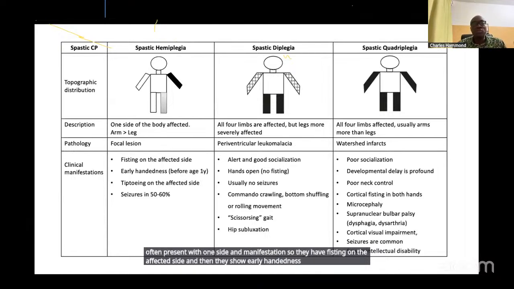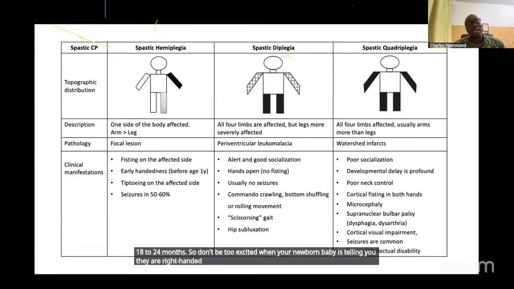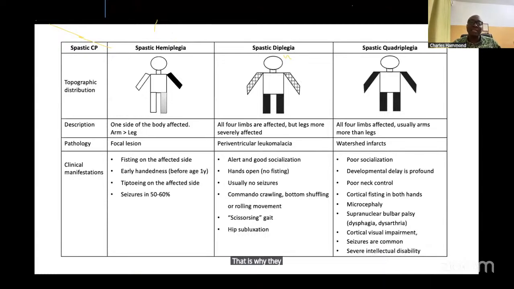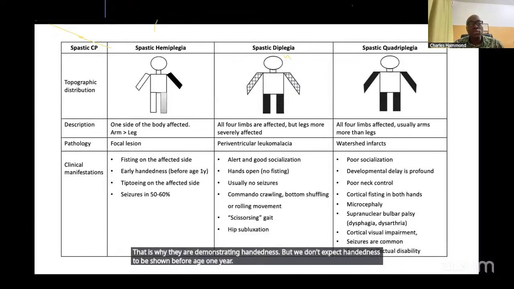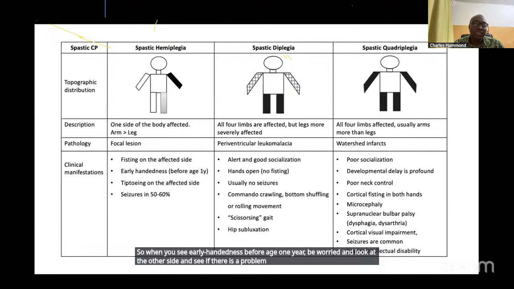Most normally growing babies will not show handedness until after age 18 to 24 months. So don't be too excited when your newborn baby is telling you they are right-handed or left-handed. That may be because they have a problem on the other side. That is why they are demonstrating handedness, but we don't expect handedness to be shown before age 1 year. So when you see early handedness before age 1 year, be worried and look at the other side and see if there is a problem on that other side.